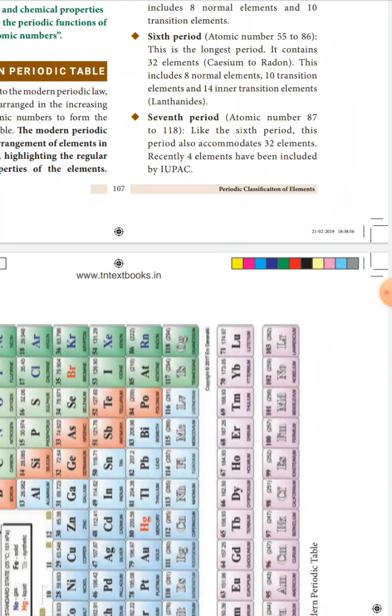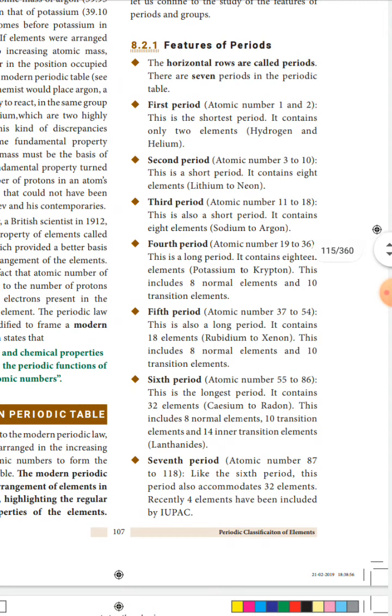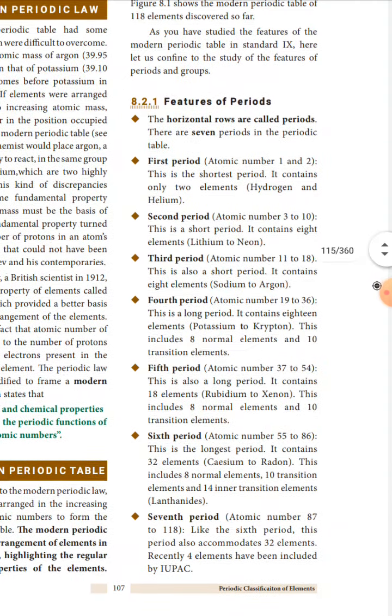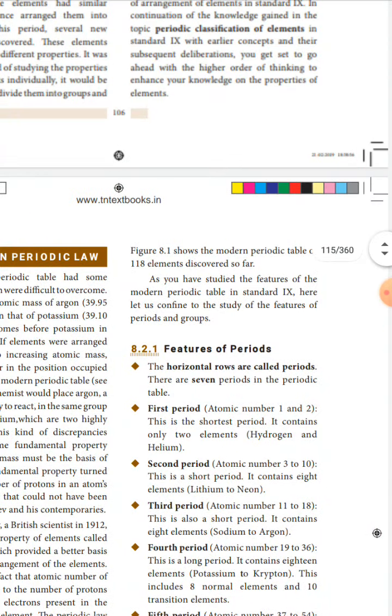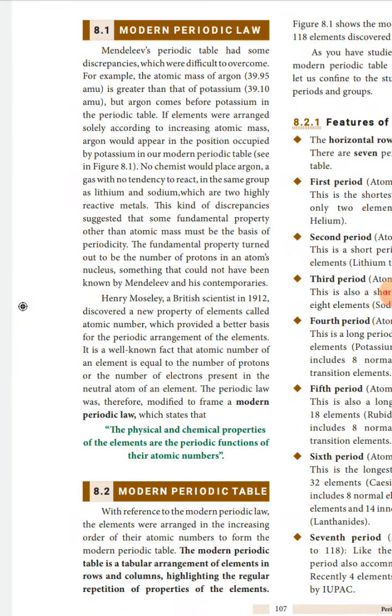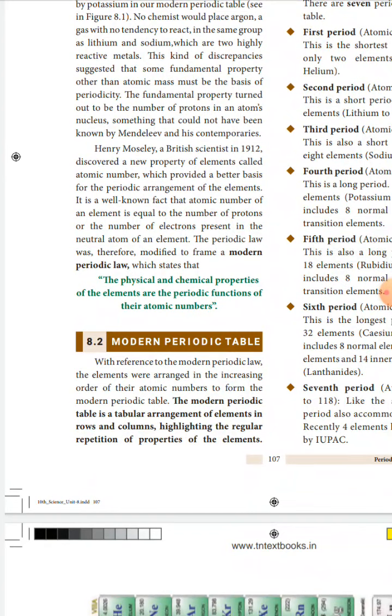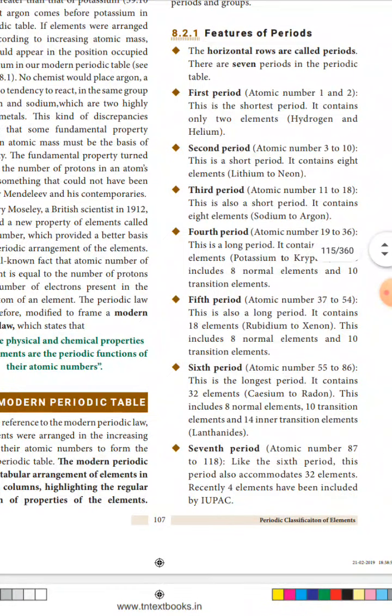So there are totally 118 elements in the modern periodic table. These 118 elements are classified based on the increasing order of atomic number. This was devised, based on the Mendeleev periodic table, by Moseley. So Moseley arranged these elements in the increasing order of atomic number. In 1912, Moseley found that atomic number is the basis for periodic classification. So he arranged the elements in the increasing order of atomic number in the modern periodic table.